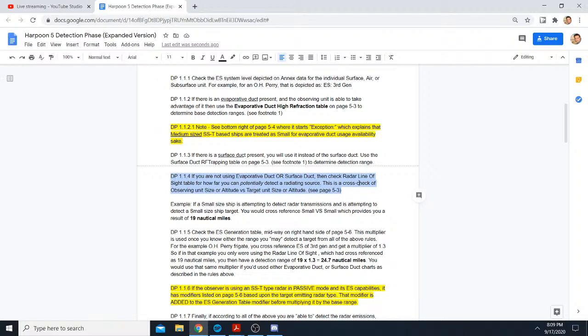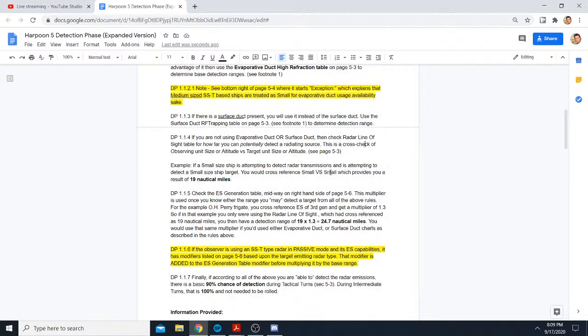be the case, or you're a medium US originator, and you don't have an SS-T, so let's say it's the late 80s and you're on an O.H. Perry frigate, your third generation, but you don't get advantage of the ducts. So let's see. I gave an example here, but I think we've already done that.